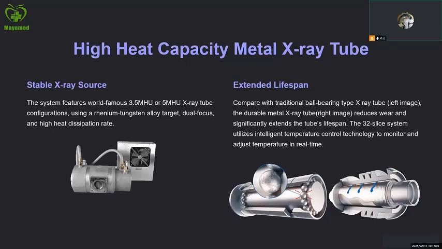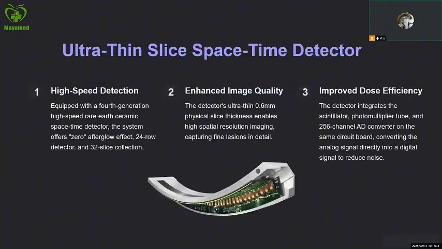Right now, this is the advanced and also very important advantage of the CT scan: it uses a metal tube. This tube helps to improve the duration and also the heat capacity of the scanning. So this 32 slice system also utilizes intelligent temperature control technology to monitor and adjust temperature in real time.